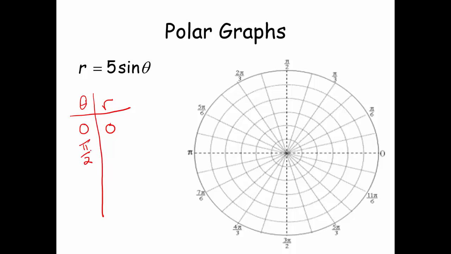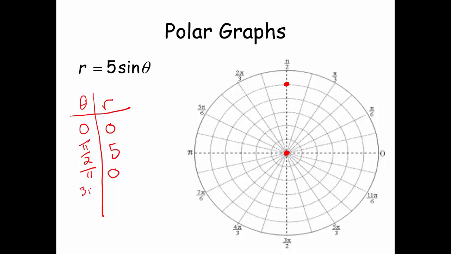Pi over 2. The sine of pi over 2 is 1, and 5 times 1 is 5. So I can plot these points as I go. At 0 radians, I'm going to be 0 units away from the origin, meaning I get a point at the origin. At pi over 2 radians, I'm 5 units away from the origin. 1, 2, 3, 4, 5. Be right there. If the angle is pi radians, again I'm going to be 0 units away from the origin, meaning I get another point at the origin there, because the sine of pi is 0, and 5 times 0 is 0.